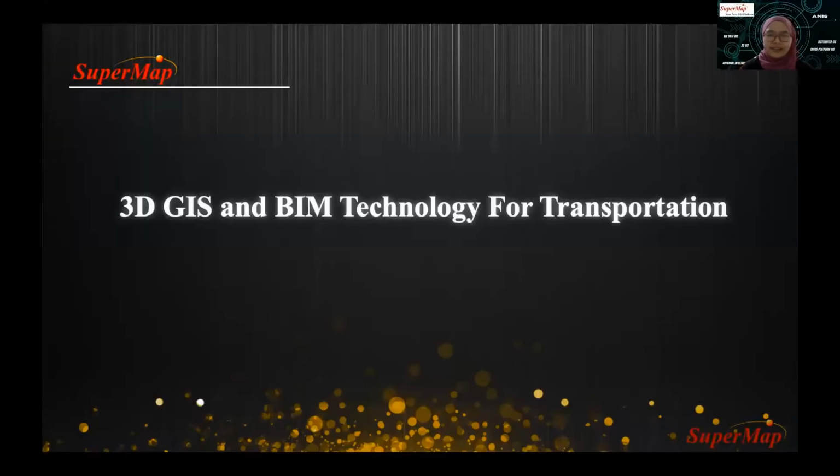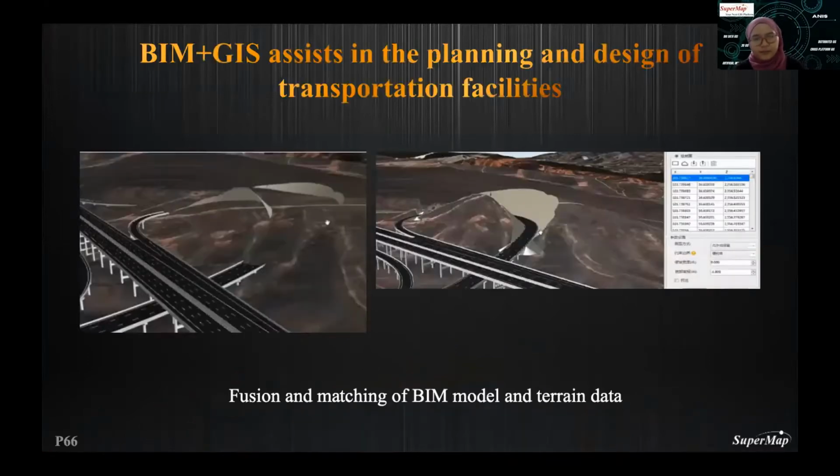Okay, so the last application for today is 3D GIS and BIM technology for transportation. SuperMap GIS provides designers with 3D spatial analysis capabilities during the design process. After quickly importing the BIM design model into the GIS software platform, through the mosaic of BIM data and terrain data as shown in the figure, the road model can be combined with high precision.